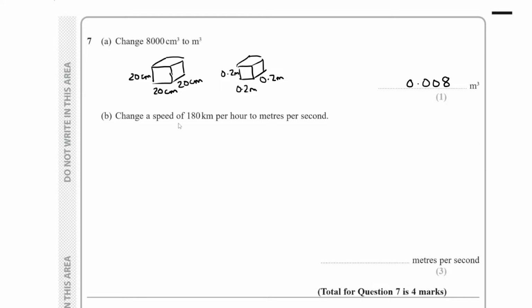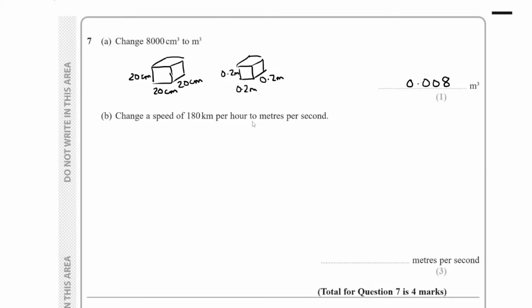Okay, so then part B, change a speed of 180 kilometers per hour to meters per second. So how would I think about this? Because you've obviously got kilometers to meters, but you've also got hours to seconds. So I kind of split it into those two. You might want to convert the kilometers into meters first, like meters per hour, and then deal with the seconds, or whichever order you want to do it in.